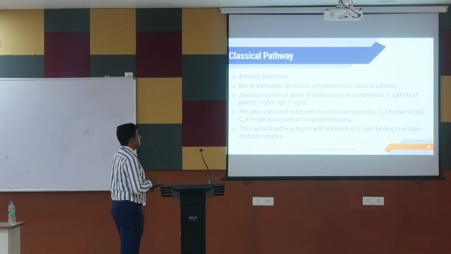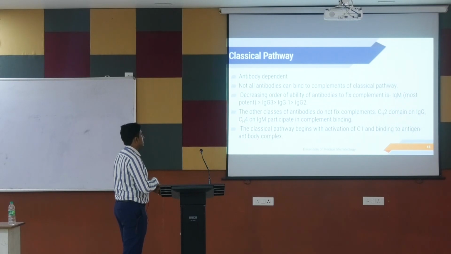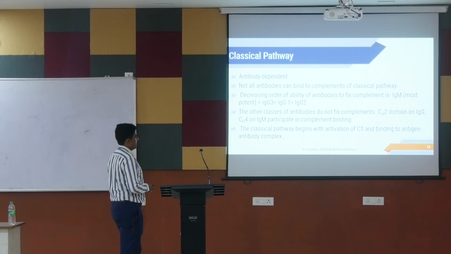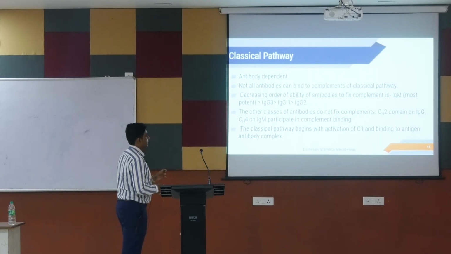Not all antibodies can bind to the complements of the classical pathway. The decreasing order of ability of antibodies to fix the complement is IgM, IgG3, IgG1, IgG2. The other classes of antibodies do not fix complement. The classical pathway begins with the activation of C1 and its binding to the antigen-antibody complex.